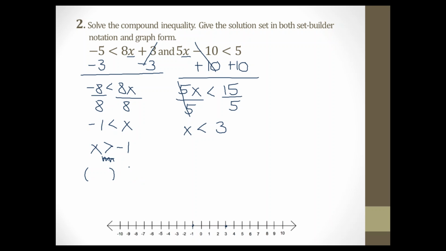So the parentheses go along with these two signs, and then the brackets go along with the greater than or equal to sign and the less than or equal to sign. So in our case we only have these signs, so we're dealing with parentheses. So at negative 1 it says x is greater than negative 1, so the numbers are greater than negative 1, which means the side to the right of negative 1 should be shaded.